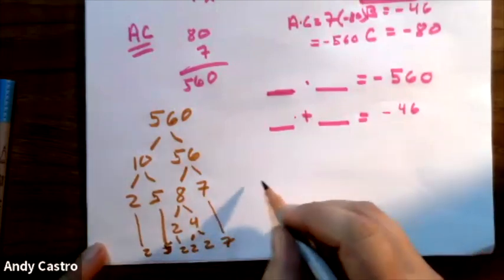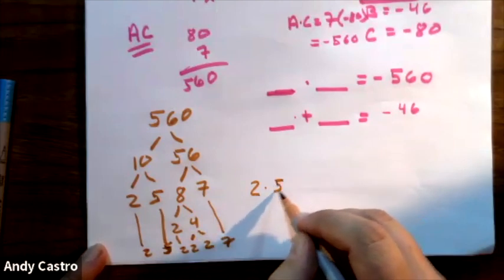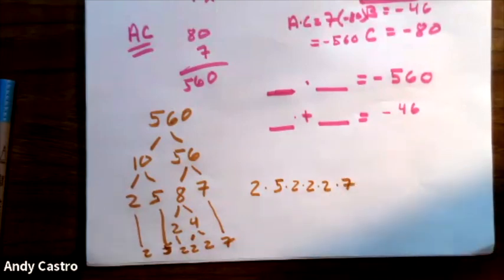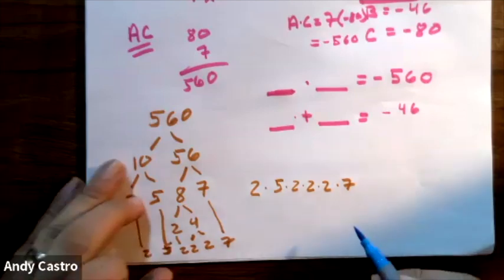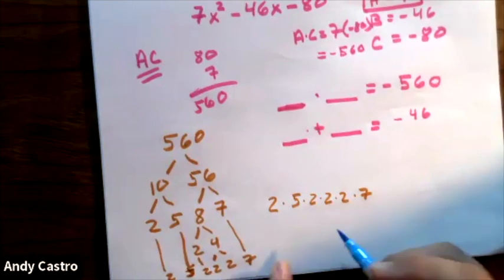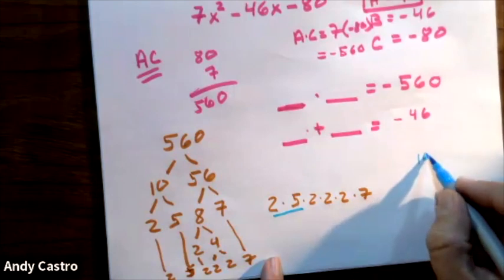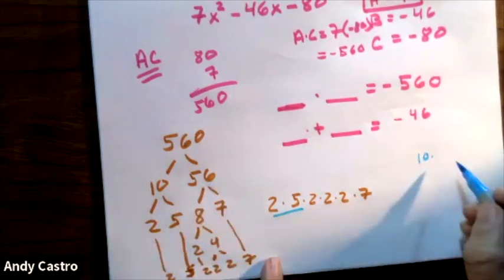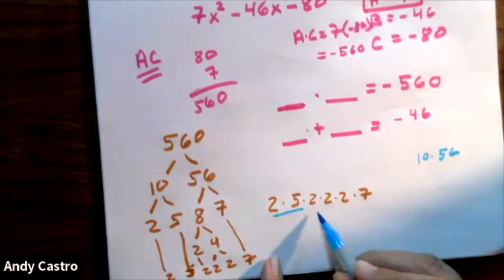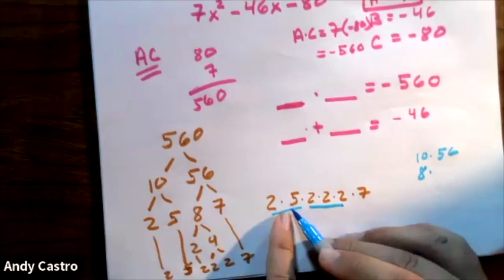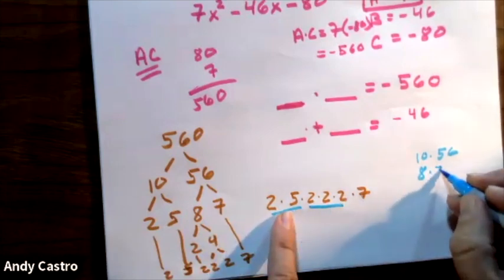All right, so I have 2 times 5 times 2 times 2 times 2 times 7. Let's look at what numbers we can get here. Okay, so we've got 10 times, well, obviously that would be 56. We've got 8 times 10 times 7, which is 70.